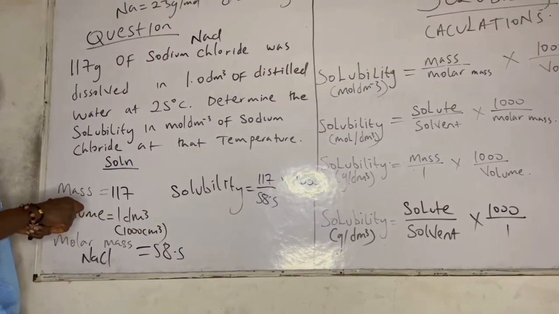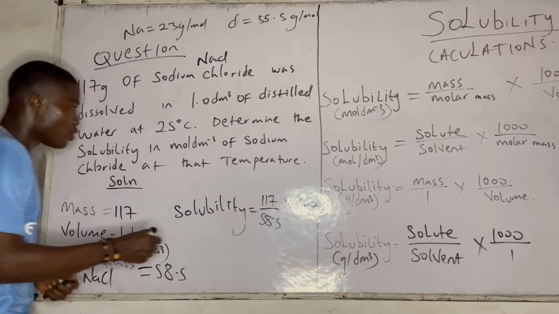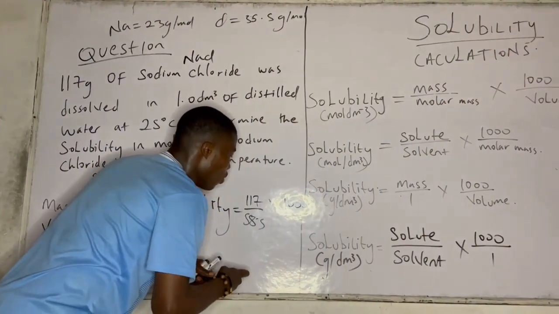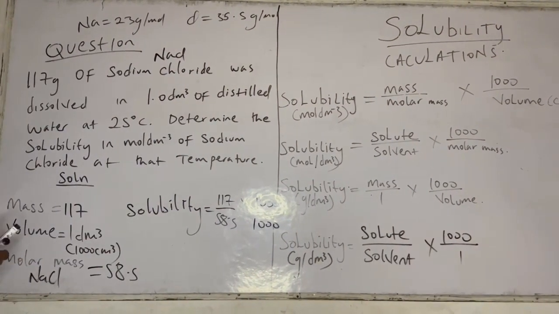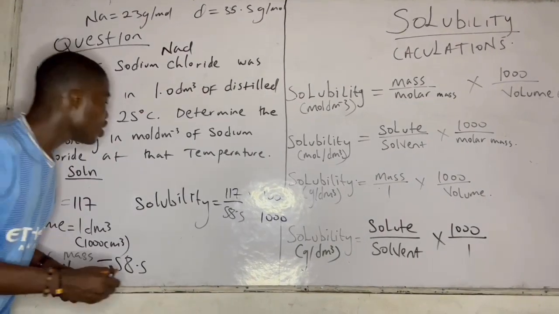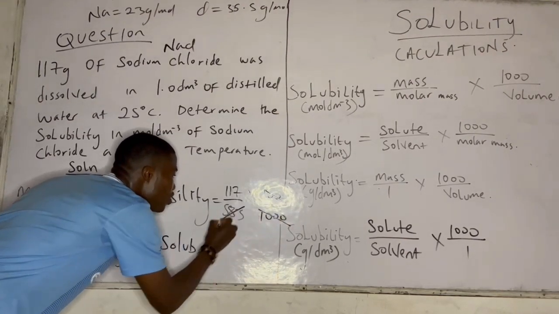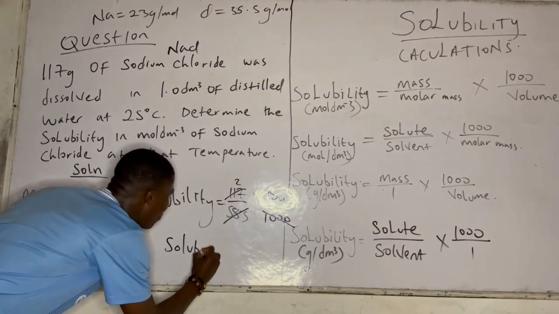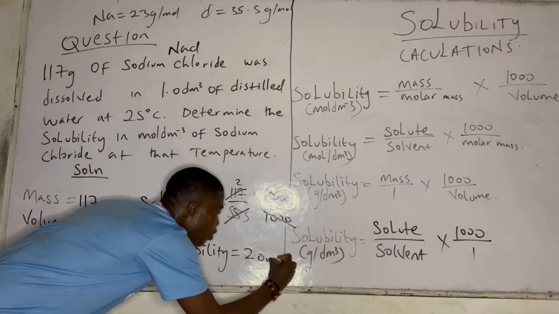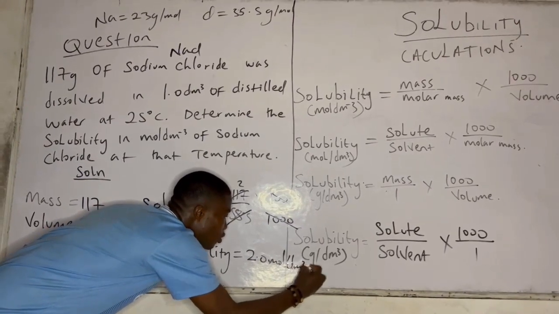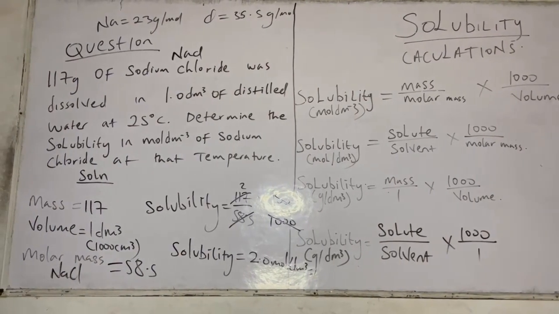Now the volume of the solution is going to be 1 dm³, which we already established to be 1000 cm³. So it's going to be over 1000. Using your calculator, this cancels this, and this goes into here 2 times. So the total solubility is going to be 2.0 moles per dm³. So the answer is 2 mol per dm³. That's how you solve questions on solubility.